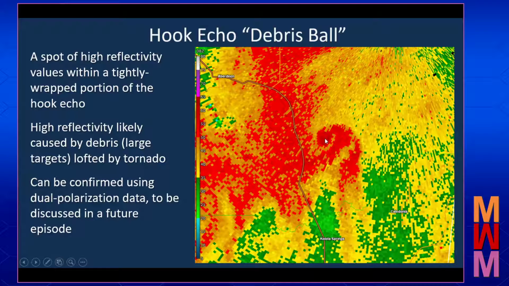And of course, whether or not this is actually a debris ball, as it's called, can be confirmed by looking at dual polarization data, or if there are spotter reports from the area to confirm the presence of a tornado. But this debris ball does suggest that a tornado may be in progress here. And again, lifting debris up so that it can be detected by the radar.